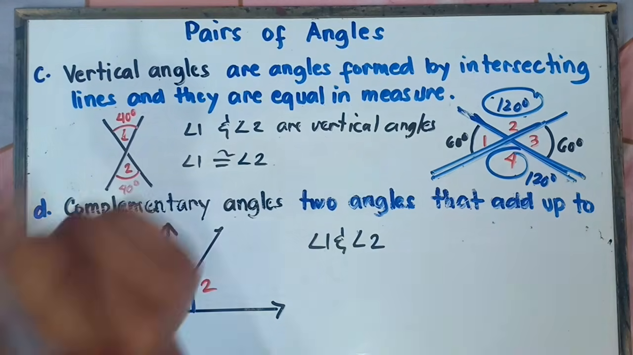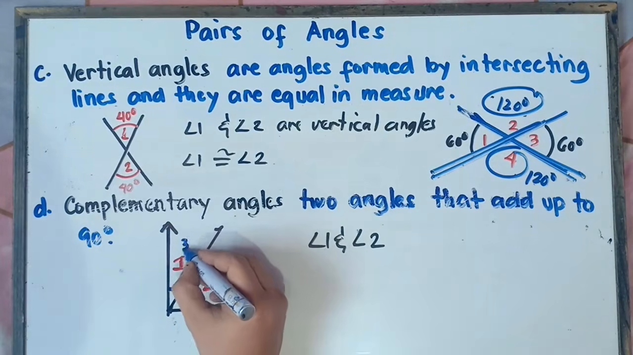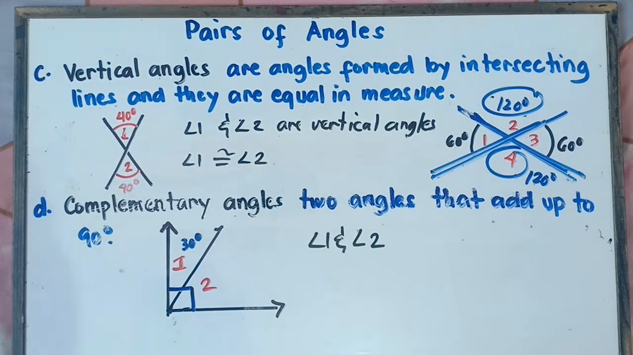Just an example, class. If this is 30 degrees for angle 1, and you don't have the measure of angle 2 but you have this box marking, you know that this marking is 90 degrees. The total is 90 degrees. Angle 1 plus angle 2 would be 90 degrees. Now, what would be the measure of angle 2?